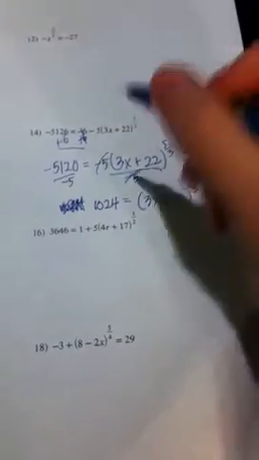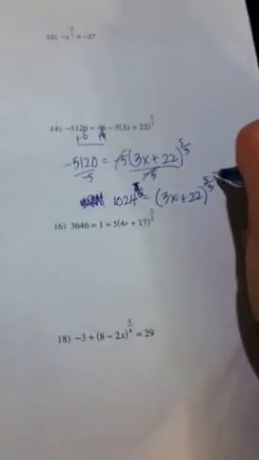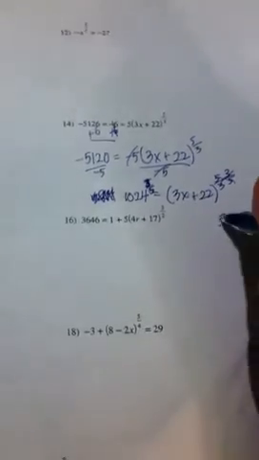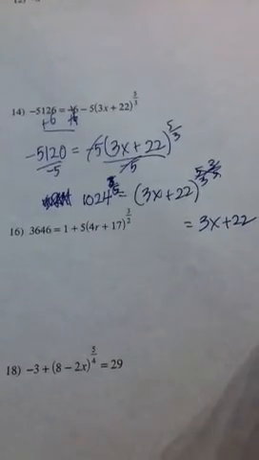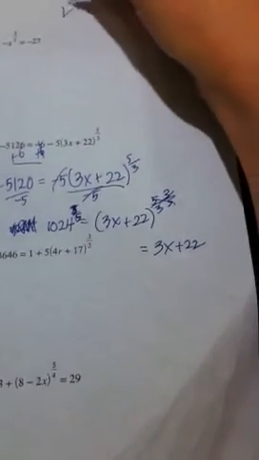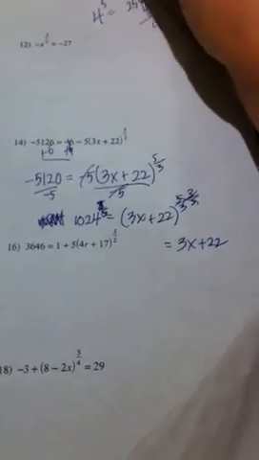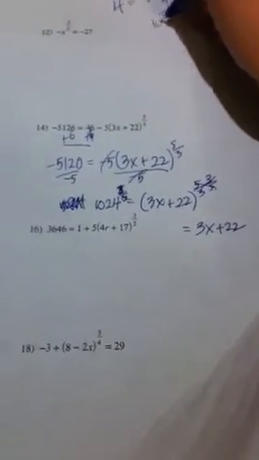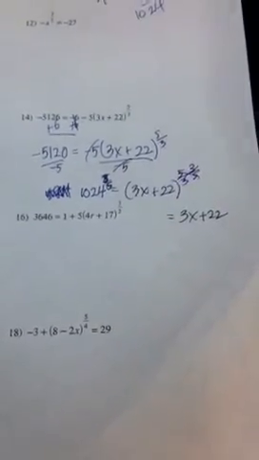So, I have the 5/3. That means I'm going to raise both sides to the 3/5. So 3x plus 22. And then 1024 to the 3/5. What is the 5th root of 1024? Is it 4? What's 4 to the 5th? Well, I know 4 to the 4th is 256 times 4. Okay, I got a lucky guess there. So the 5th root of 1024 is 4. 4 to the 3rd is 64.